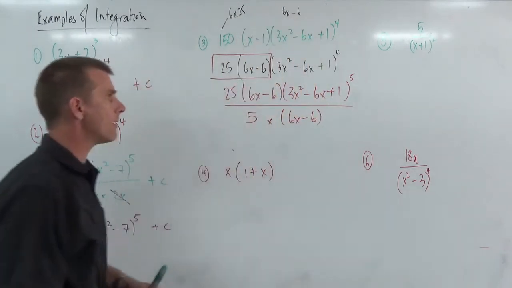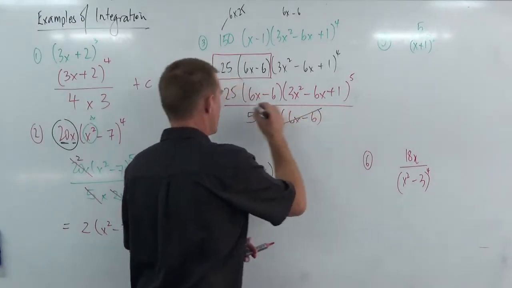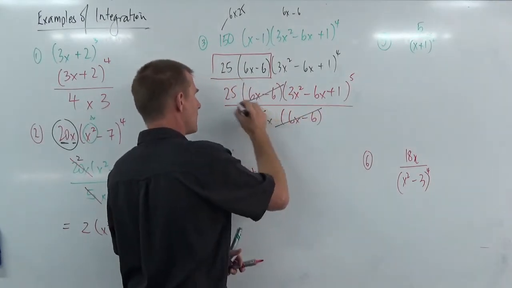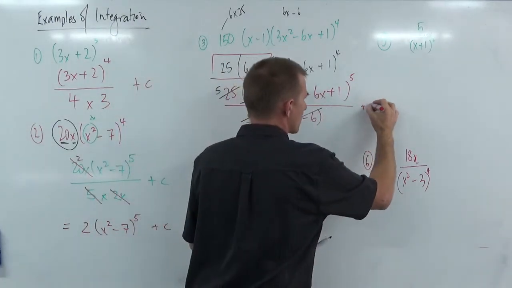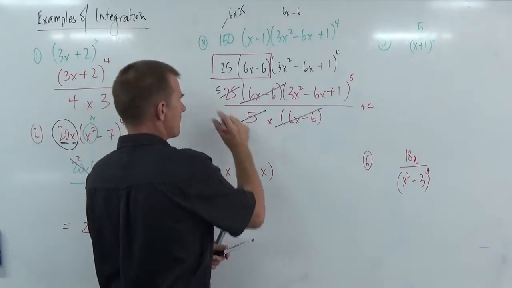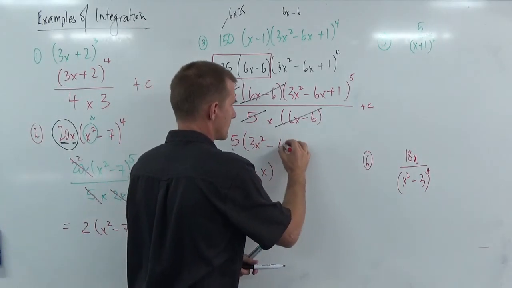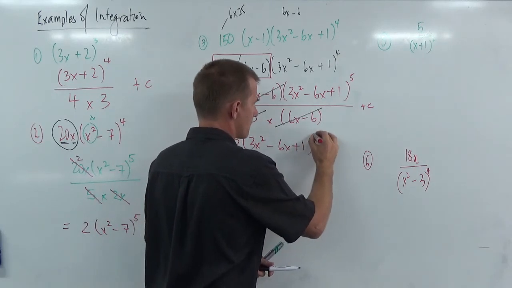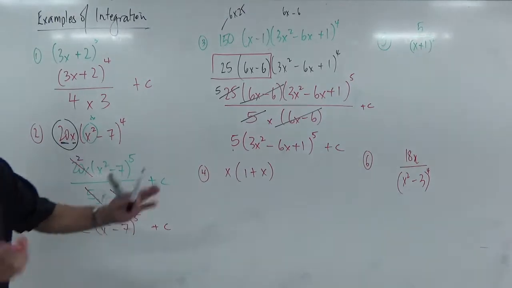We already knew that. And of course now you see that's going to drop out with that, and that's going to cancel, leaving a 5 here. Don't forget a plus c here on the end. I forgot that just then. So my final answer is going to be 5 brackets 3x squared take 6x plus 1 to the power of 5 plus c. Easy again.